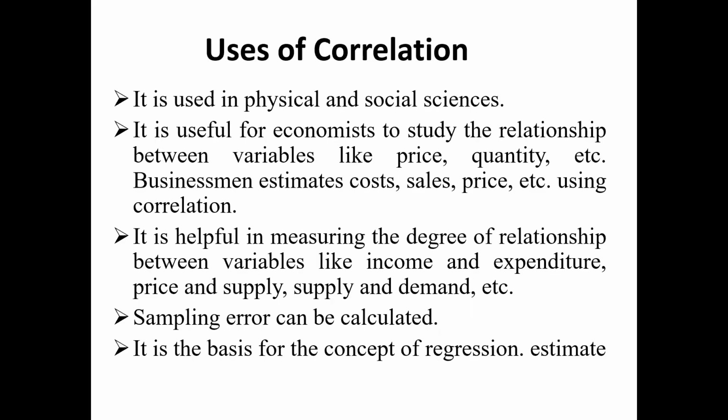Uses of correlation. By using this method, we can find the relation between two variables. Usually, it is highly used in physical and social sciences, and it is useful for economists to study the relationship between variables like price, quantity, etc. And it is helpful in measuring the degree of relationship between variables like income and expenditure, price and supply and demand, etc. Then sampling error can be calculated. It is the basis for the concept of regression estimate.